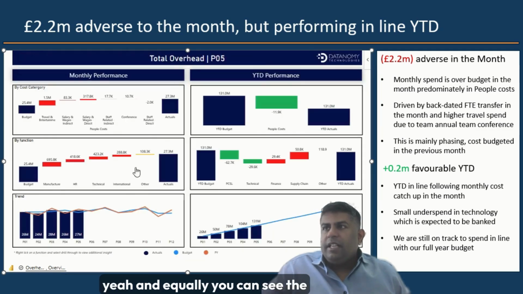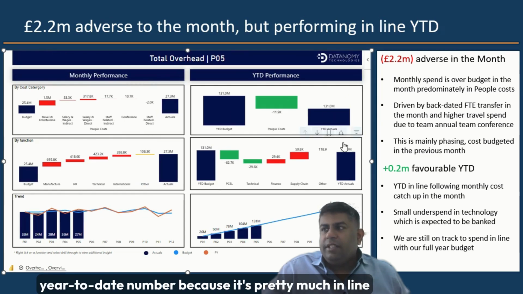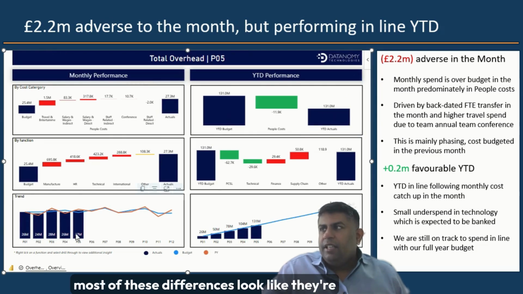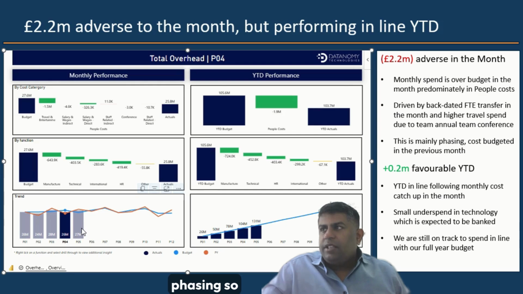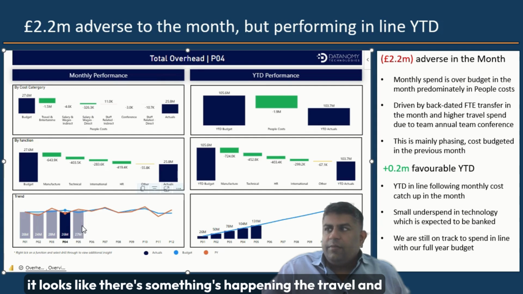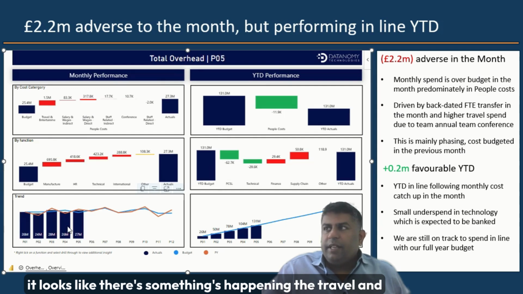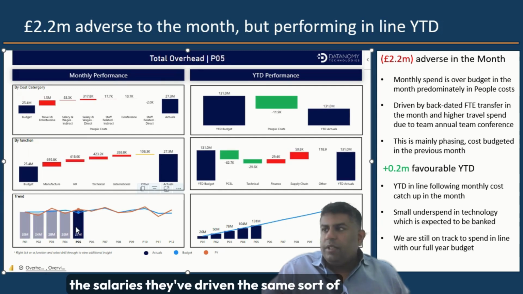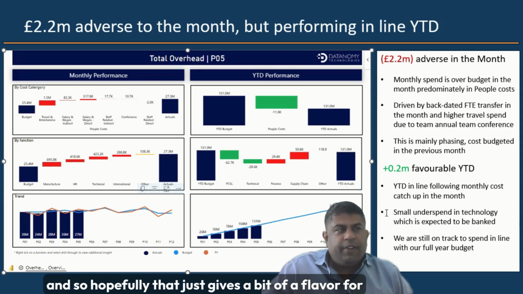Yeah, and equally you can see the year-to-date number, because it's pretty much in line. Most of these differences look like they're phasing. So actually, as well as the travel and expenses being a bit of a shift, it looks like something's happened in the travel and the salaries that have driven the same sort of offset between the two different months. And so hopefully that just gives a bit of a flavour for what the report's able to do.